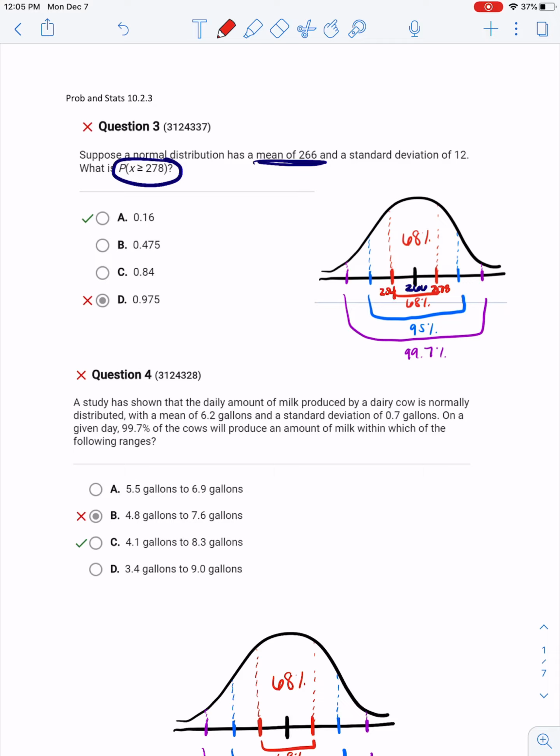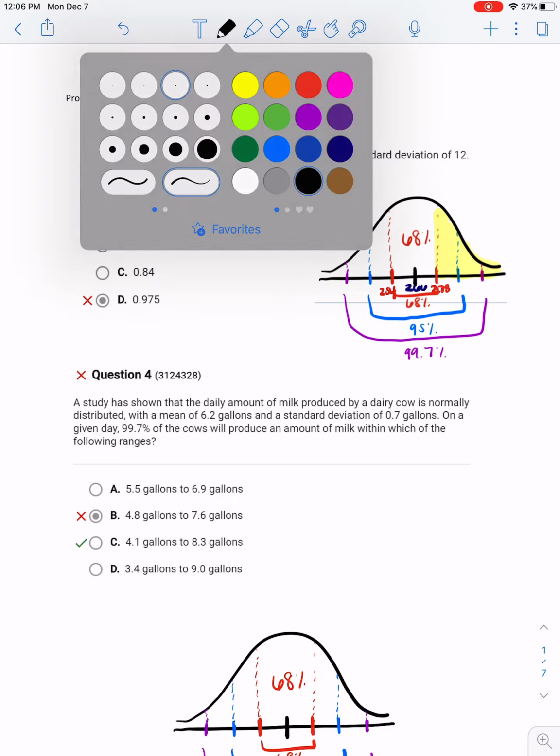Okay? So what I'm looking for in this problem is actually the number 278. That's the number that I'm looking for. So I want to know what's the probability that x is greater than or equal to 278. So everything, all of the yellow stuff that I just highlighted, okay?